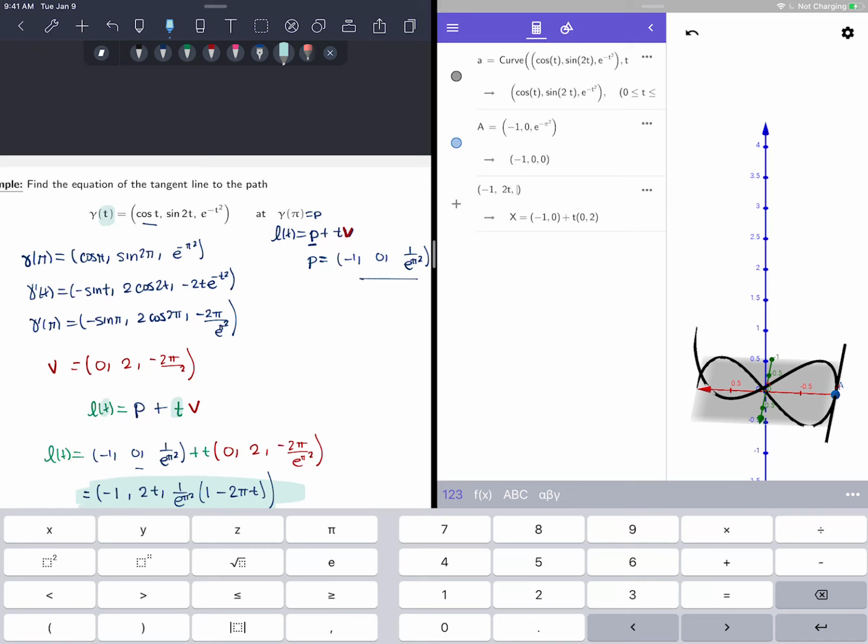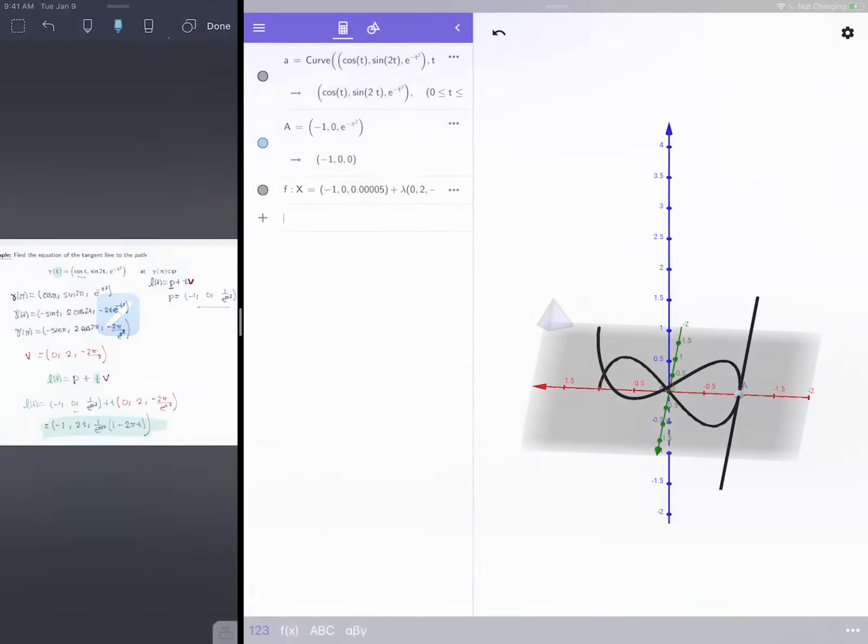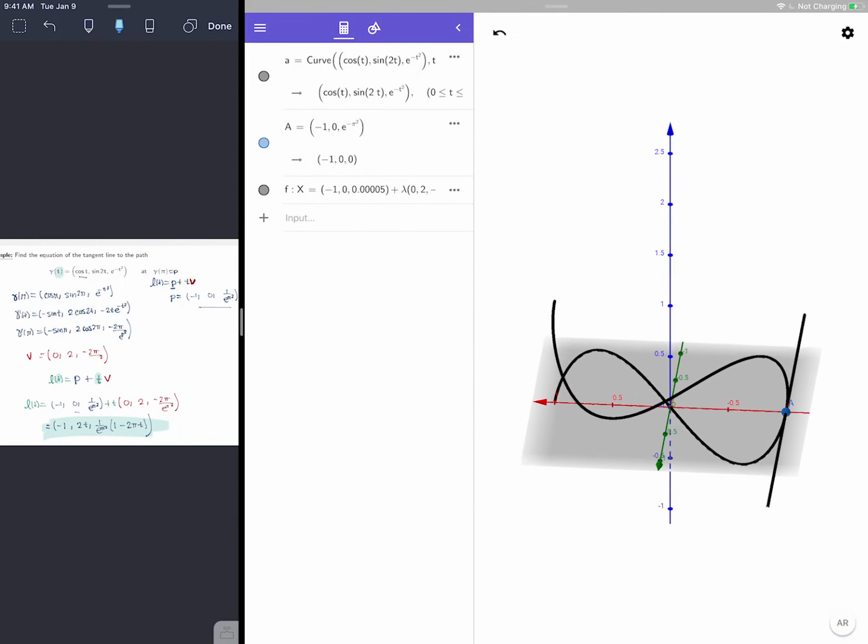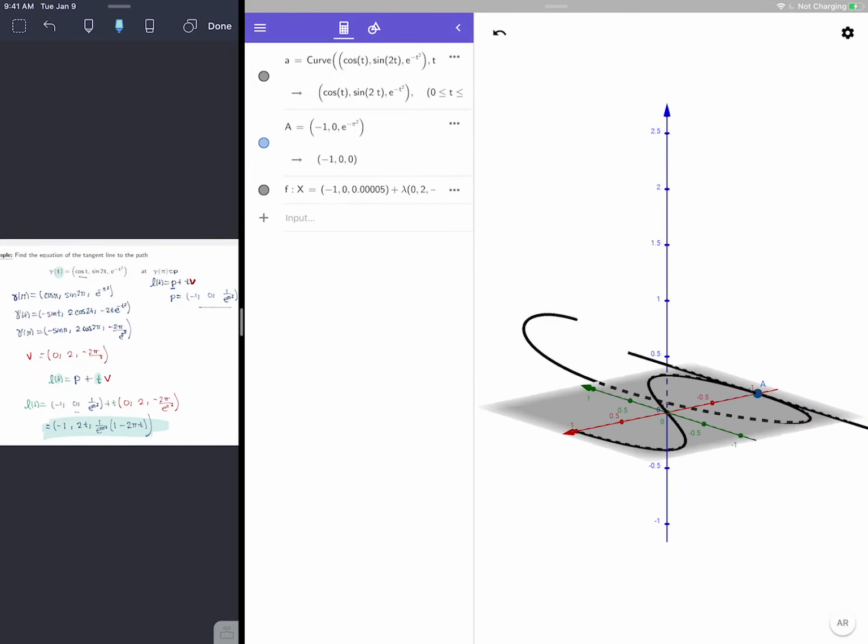And then the third part is 1 over e to the pi squared. I'm going to write it like that, just because that's how I have it, times 1 minus 2 pi t. I think that works. See. Okay. So I typed it, there's my line, you see it here. So let me now make this bigger. So I don't need to see that anymore. Here's my line and my curve.